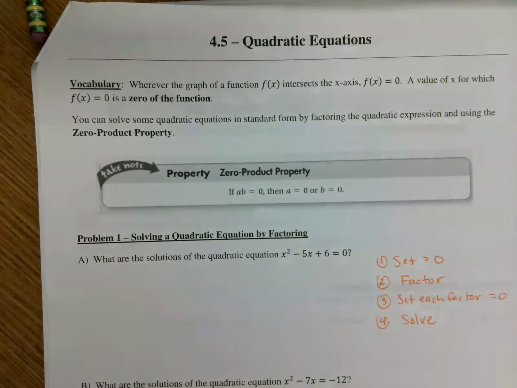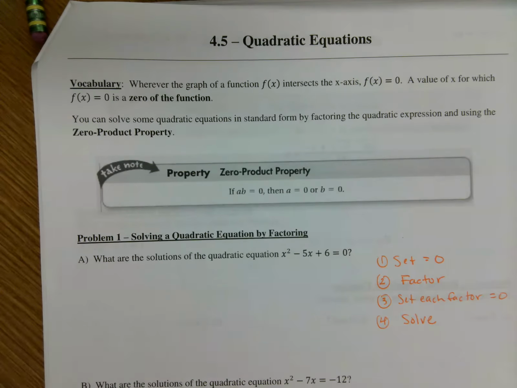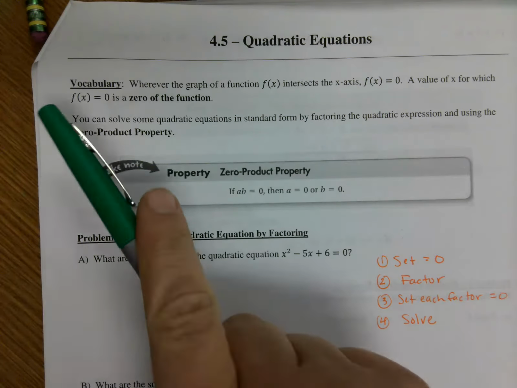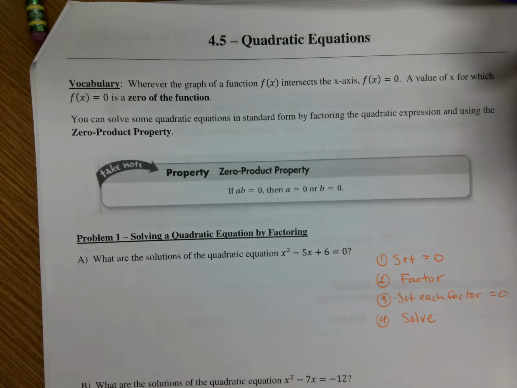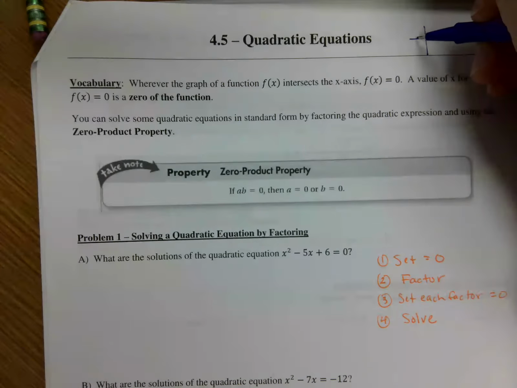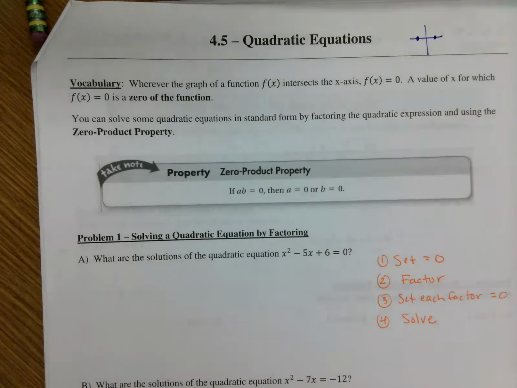4.5, quadratic equations. So like I said before, guys, this is not going away. So we want to find the zeros of the function. Basically, a zero of the function is when the equation is equal to 0. We want to try to figure out where it crosses the x-axis. So if here my axis is, zeros of the function lie on the x-axis.